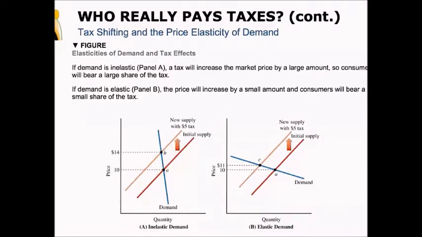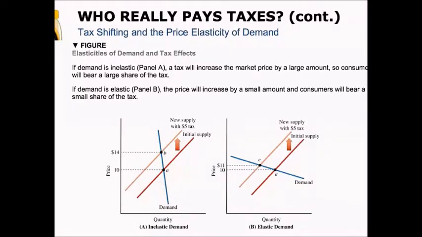After a tax, in this example a $5 tax, creates a new supply curve, the price has risen to $14. So $4 of the $5 tax is paid by consumers in the form of a higher price when we have an inelastic or steep demand curve.